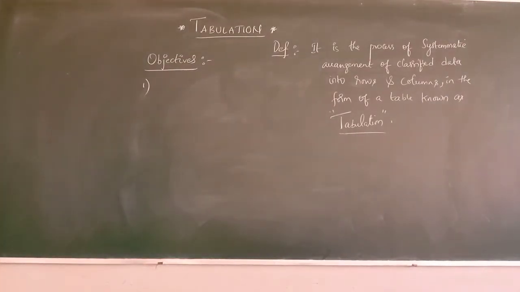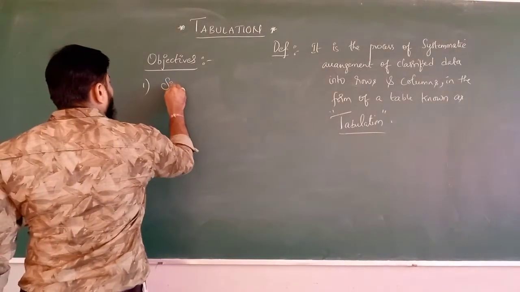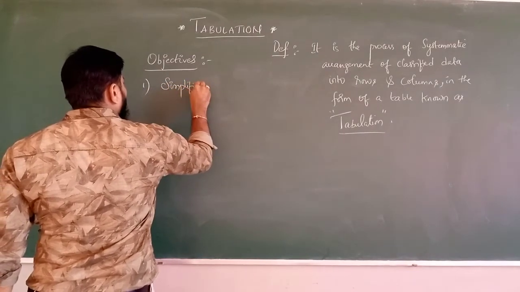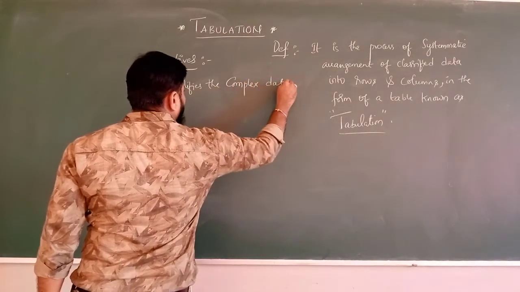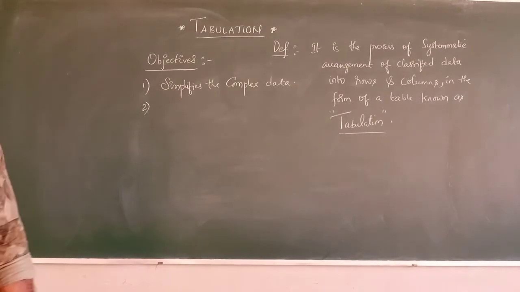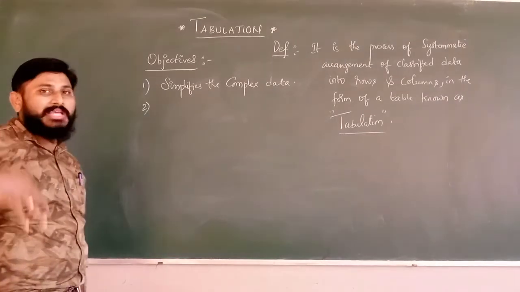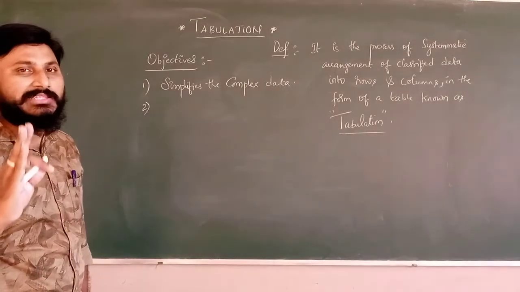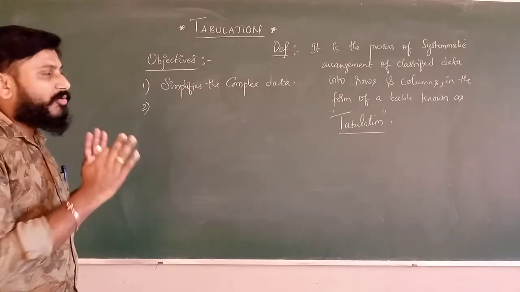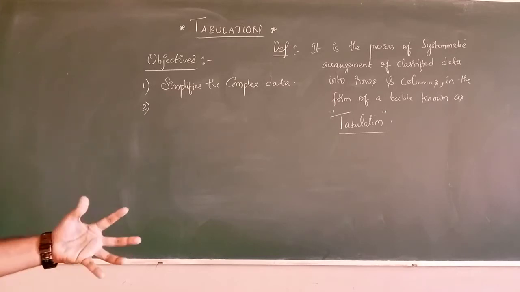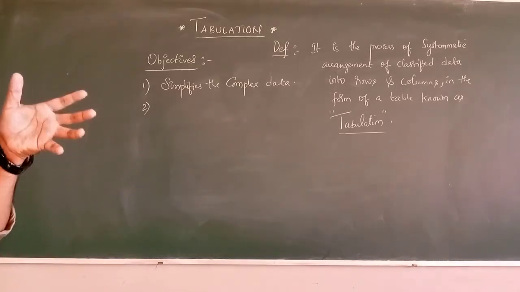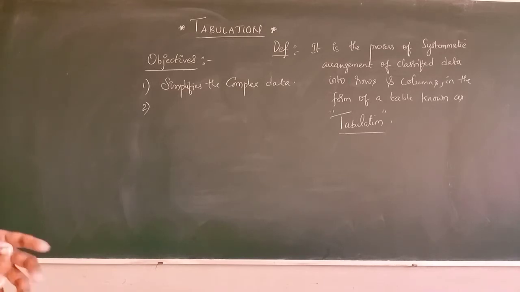It simplifies the complex data. First point is it simplifies the complexity of the data. I mean difficult, huge, vast data also will be easily simplified in the form of a table, right? So when the data is vast, when your survey is huge, condensing that survey, reducing the size of the survey, right? So neatly you can represent the data in the form of a table.